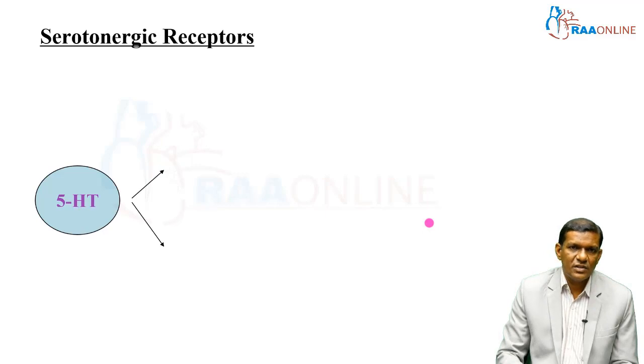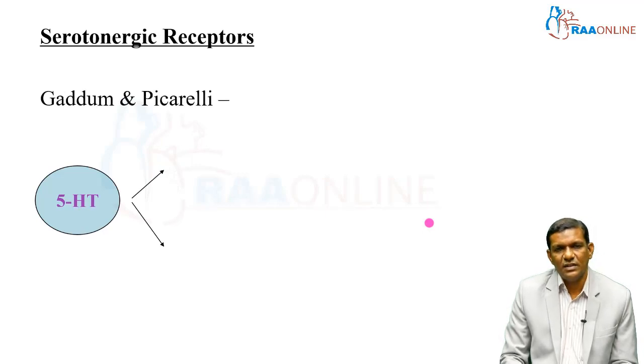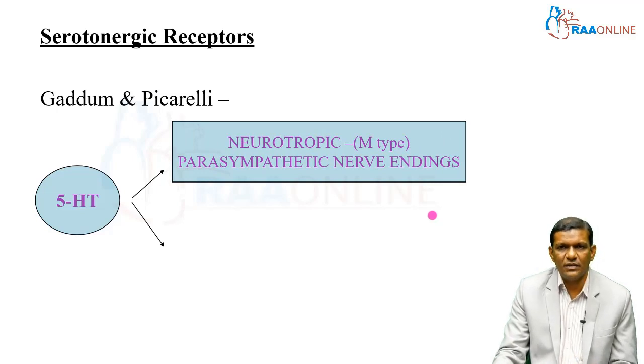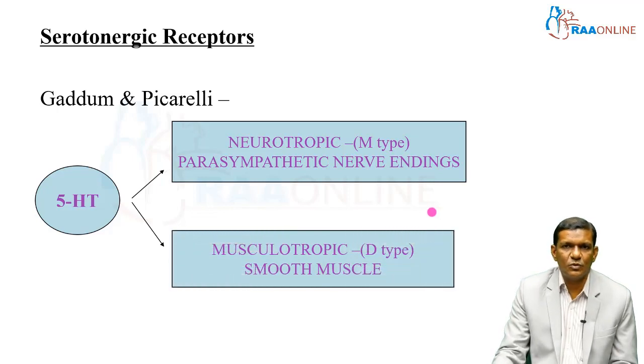If you take the serotonergic receptors, initially Gaddum and Picarelli classified them into two types. One is the neurotropic type, present in the parasympathetic nerve endings, called the M type, and then the musculotropic D type, present in the smooth muscle. As we have seen before, serotonin mainly plays a role in the smooth muscles of the GIT and cardiovascular system. That means vascular smooth muscle will contract. So based on its presence in smooth muscle, it is called musculotropic. And if it is present in the nerve endings, especially the parasympathetic nerves, it is called neurotropic, the M type. This is how they classified it initially.